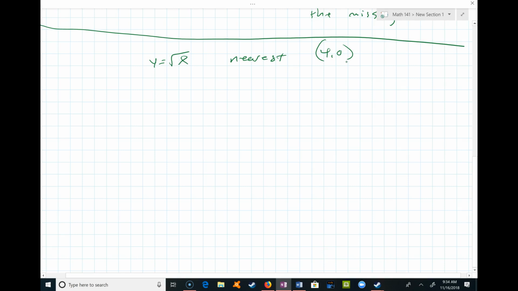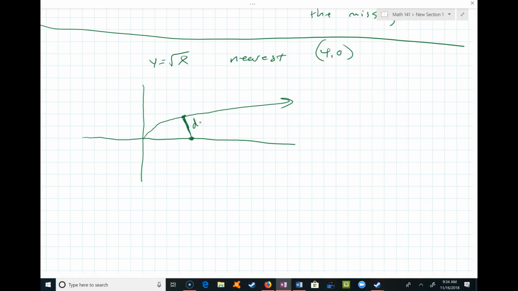Yeah. Okay. So in this case, I know it's optimization, so I'm trying to minimize. And what am I trying to minimize? What does nearest mean? Yeah, so 1, 2, 3, 4. There's some point on here, I don't know where it is, that makes this distance short. That's what I want. I want to minimize that distance.